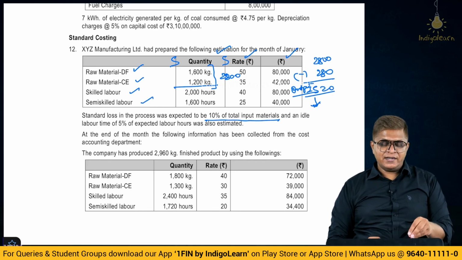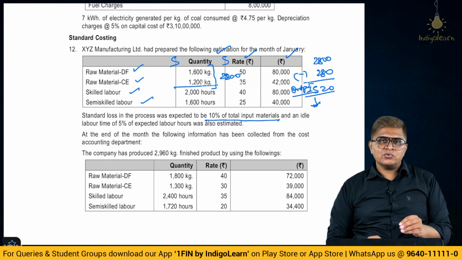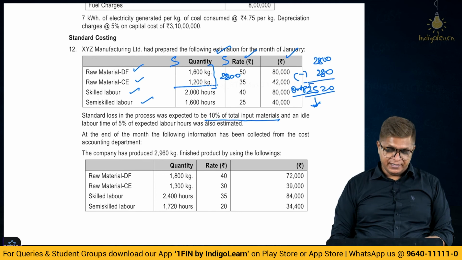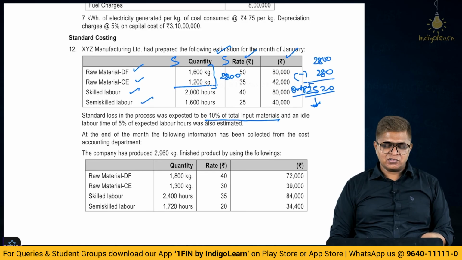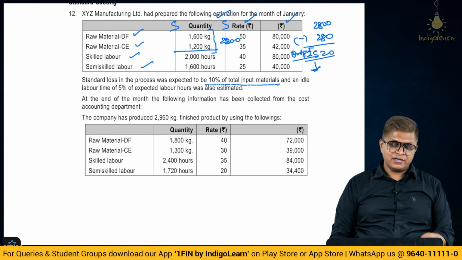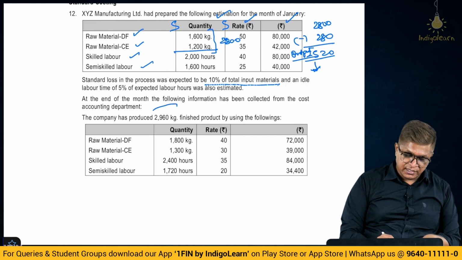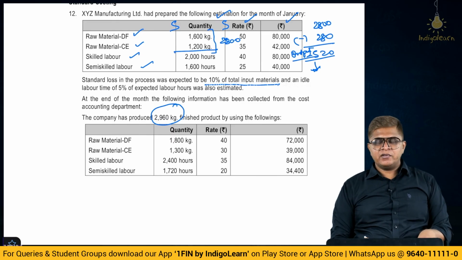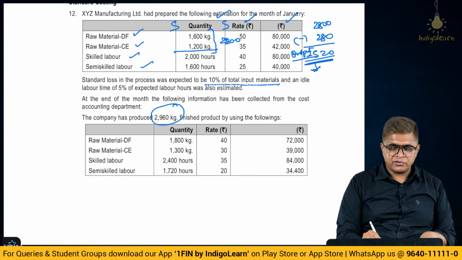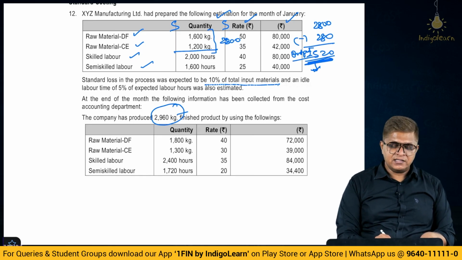So the standard quantity of material required for 2520 units is 1600 kgs of material DF and 1200 kgs of material CE. And an idle time of 5% of expected labor hours was also estimated. At the end of the month, the following information has been collected from the cost accounting department. The company has produced 2960 kgs of finished product. Now you have to be very careful. The table that they have given is for 2520 units of output, but they have done 2960 kgs.